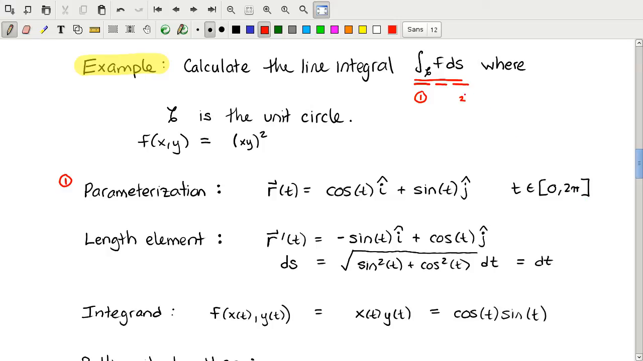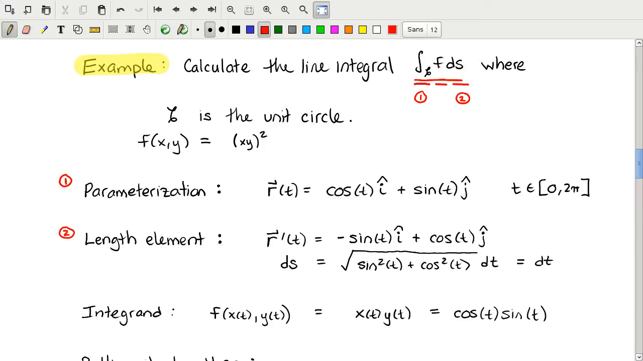Second step, I guess it doesn't really matter what order you do these in, but I've done them in this order, is to compute the length element ds. To do that, we're going to need r prime of t, which is negative sine t i plus cosine t j. And the ds will require the magnitude of r prime of t, which is the square root of sine squared plus cosine squared, times dt, and that's just going to be 1 times dt. So for this very simple problem, conveniently, we just get ds equals dt. Typically, life is not so kind. We compute the length element, however.